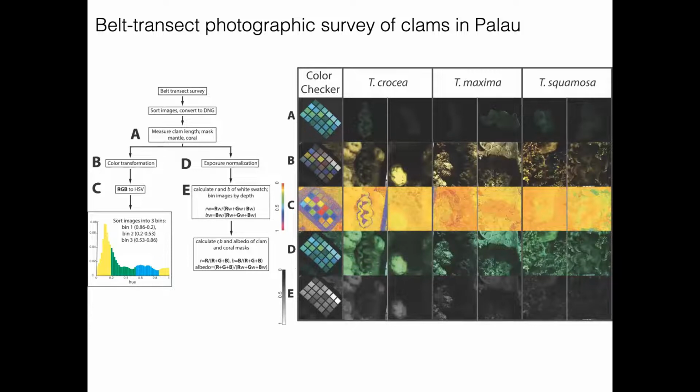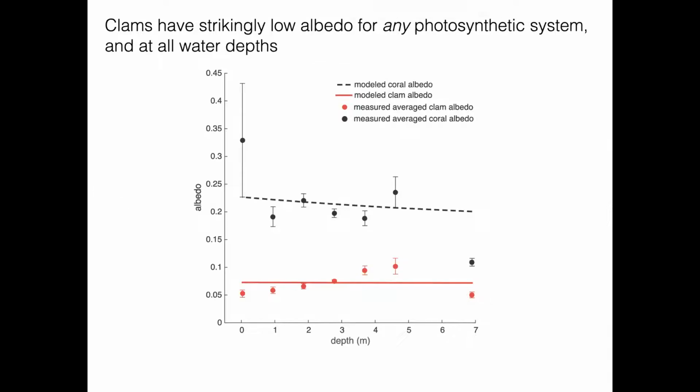We also did an experiment where we surveyed clams in the field on coral reefs in Palau. And this is just a synopsis of this photographic survey that we did. One of the many analyses we did is we analyzed natural clams for albedo, in the sense that an astronomer would use the term albedo. So we characterized clam albedo in this photographic survey across many species and many reefs. We have something like 800 clams represented here.